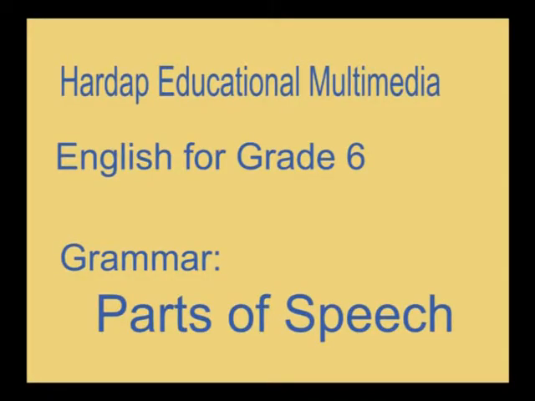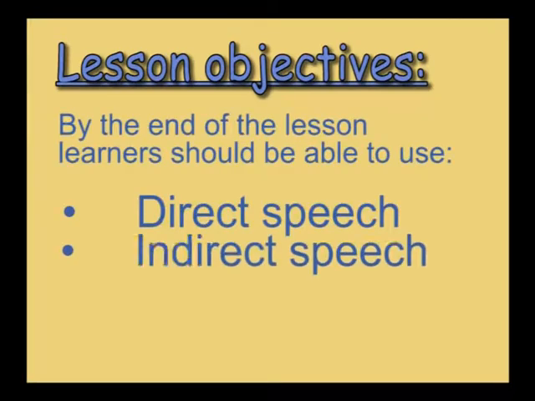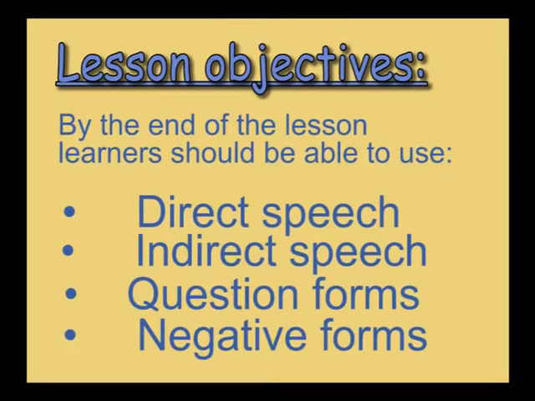Welcome to program 1 in our English video learning series for grade 6. From the Hardip Educational Multimedia Project in Namibia, our lesson today discusses parts of speech. We will talk about direct and indirect speech, question forms, and negative forms of sentences. We hope that by the end of this lesson, you will be able to correctly use different parts of speech, including direct and indirect speech, question forms, and negative forms. Enjoy the program with us.